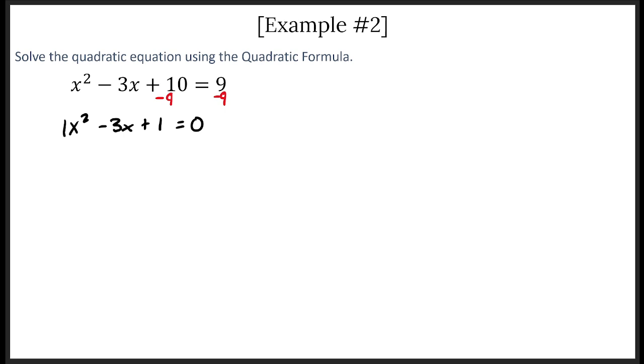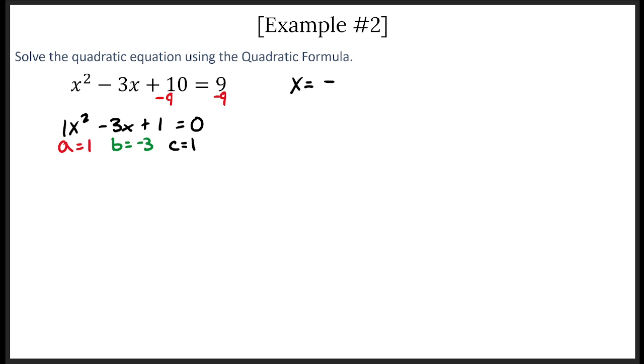Okay, now we can identify our A, B, and C numbers. A is positive 1. B is going to be negative 3 because there is a negative on that B value, excuse me. And C is going to be the positive 1. Sorry, I couldn't get it to line up very well.